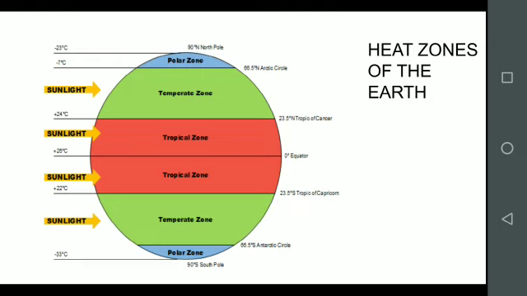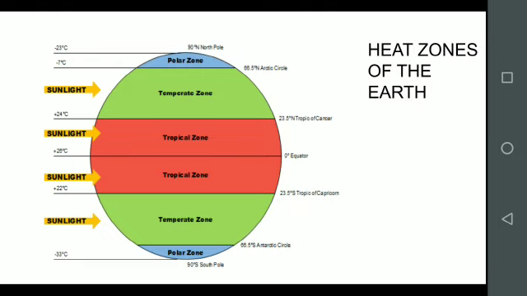As we move away from the equator, the rays of the sun fall slanting. So, the regions between the Tropic of Cancer and the Arctic Circle, and the Tropic of Capricorn and the Antarctic Circle are called the temperate zones. Temperate zones receive slanting rays of the sun. They are neither too hot nor too cold and are comfortable to live in. In the northern hemisphere, it is called the north temperate zone. In the southern hemisphere, it is called the south temperate zone.